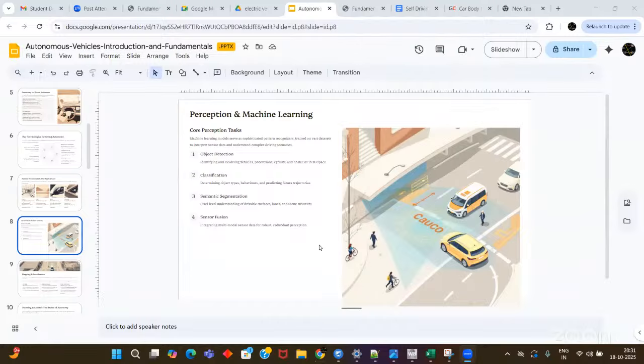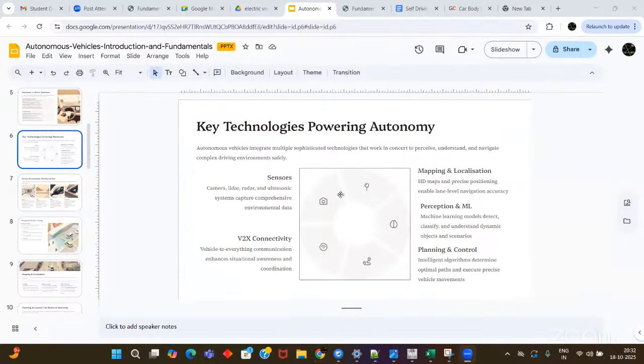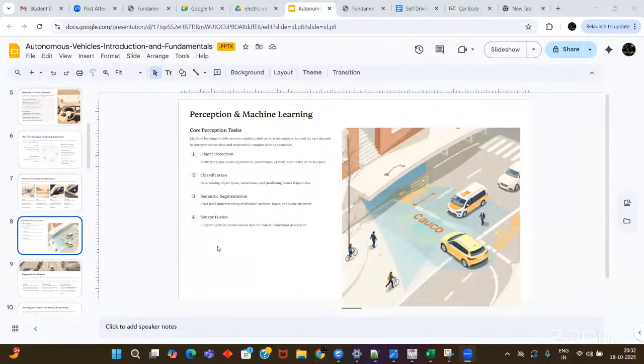So that is just semantic segmentation. The fourth point is sensor fusion. In the sensor fusion technique, it is integrating multimodal sensor data for robust and redundant perception. This becomes very important and informative because sensor fusion involves these things working in fusion and tandem, as I told you before, that it works in an optimal way. So it integrates multiple sophisticated technologies and works together to perceive, understand, and navigate complex driving environments safely. That is how it is done. So the fourth point is sensor fusion, integrating multimodal sensor data for robust, redundant perception.